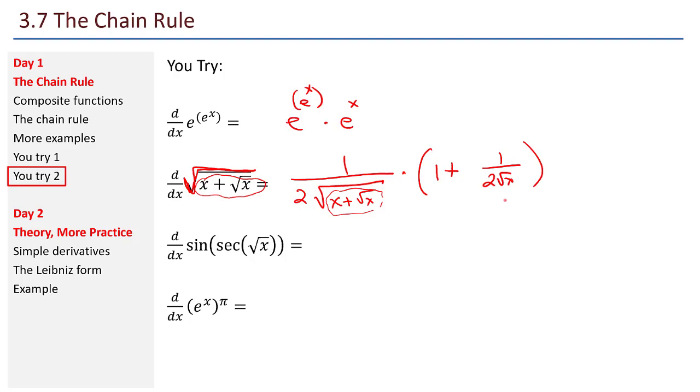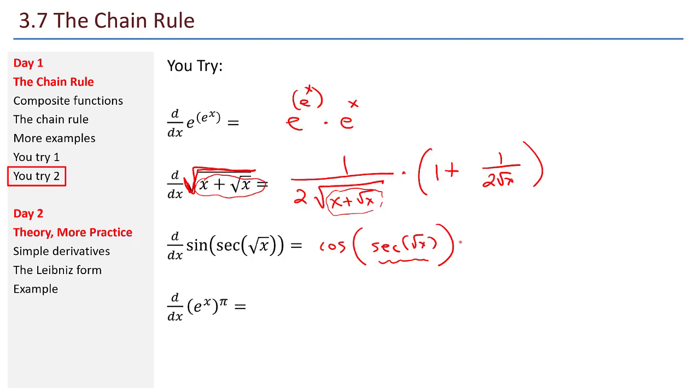Third example, the outermost function is sine. Well, this looks like another one where I have 3 levels. It's like peeling an onion. Start with the outermost layer and work your way in. So the derivative of sine is cosine. And all that stuff stays the same. Secant of the square root of x.